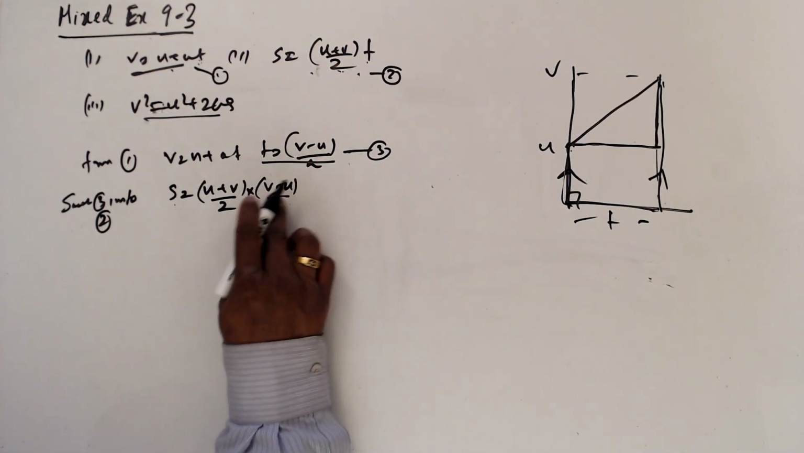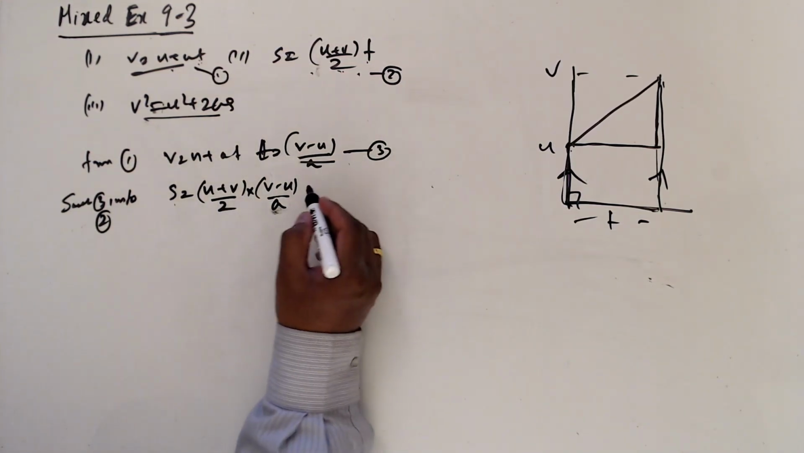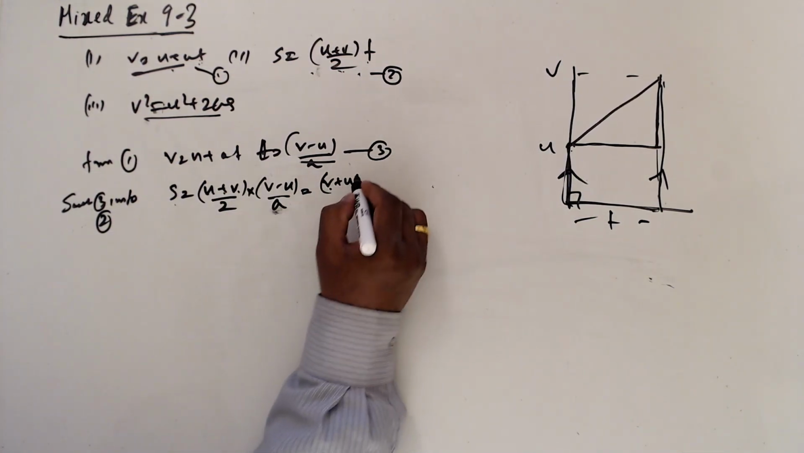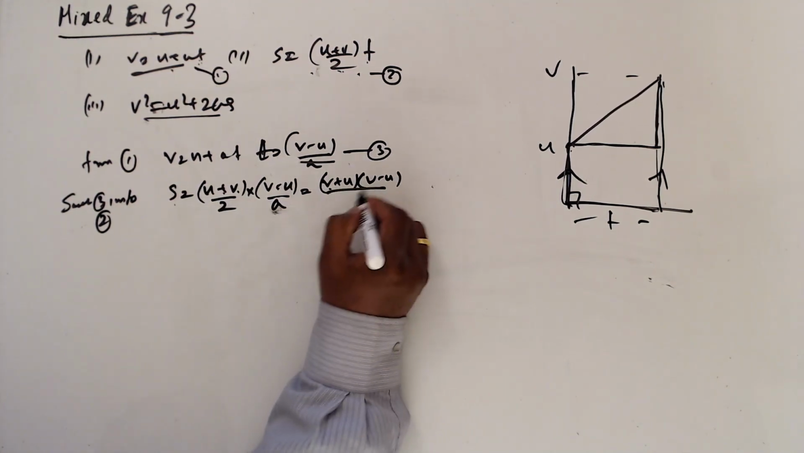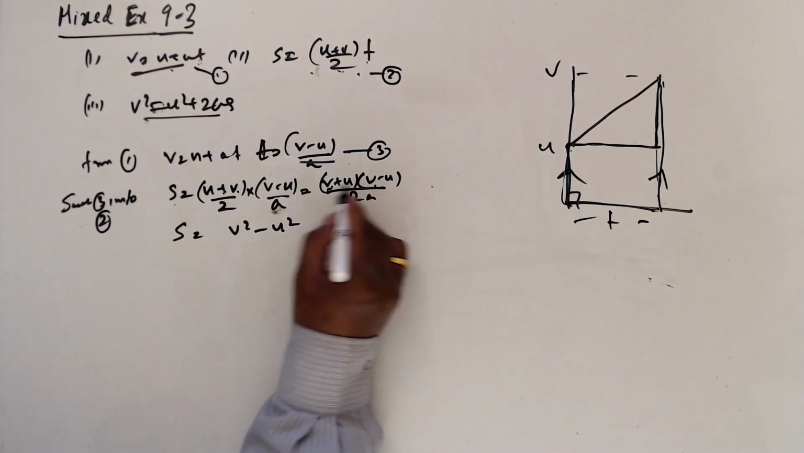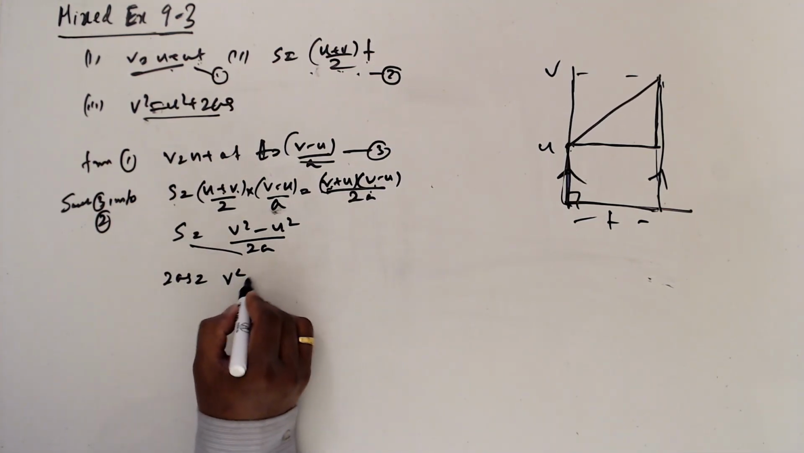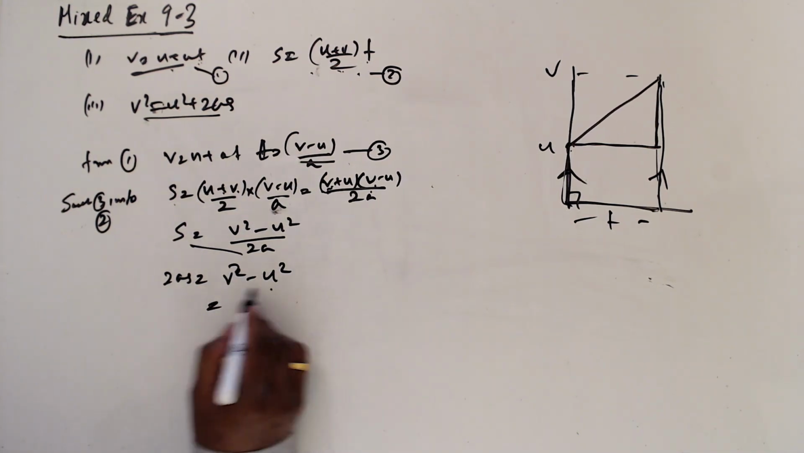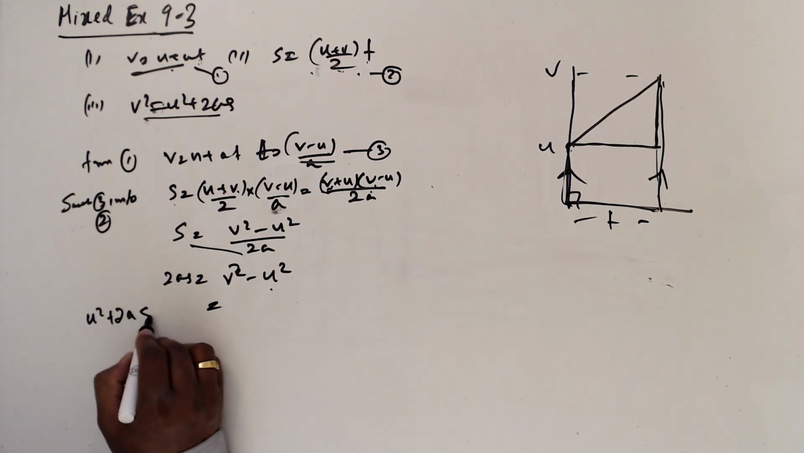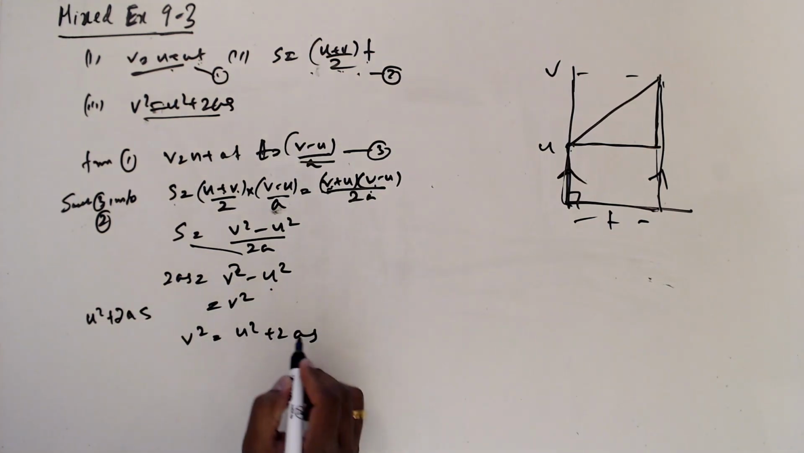So S equals U plus V over 2 times T, where T is V minus U over A. Now I will rewrite this one: V plus U over 2 times V minus U over A, so over 2A. So S equals V squared minus U squared, the difference of 2 squares, over 2A. Then cross multiply, 2AS equals V squared minus U squared. Then U squared comes to this side, so V squared equals U squared plus 2AS.